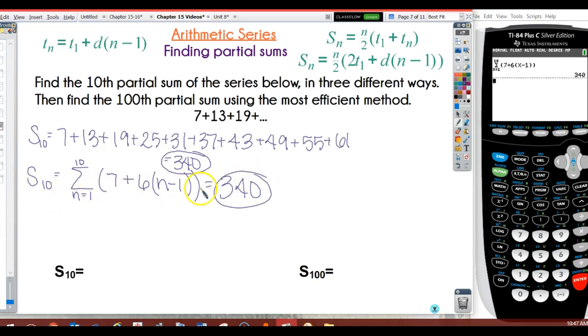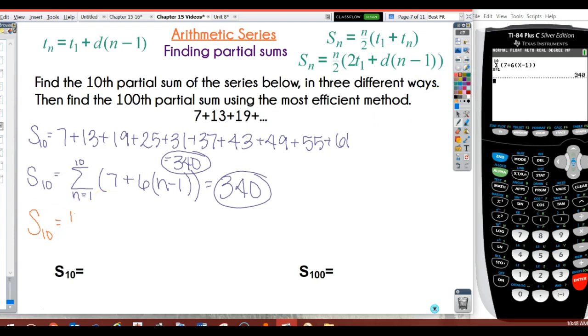Now, this tool is definitely great. It's quick, it's easy. However, for working backwards, it doesn't help. And so we looked at 2 different sum formulas in class. Depending on what information you're given will depend which one you want to use. This first one, I need to know the 10th term. So if I didn't feel like making this list, if I didn't already know that this was 61, I would probably want to use the second one. So I'm going to go ahead and use the second one to find the 10th partial sum.